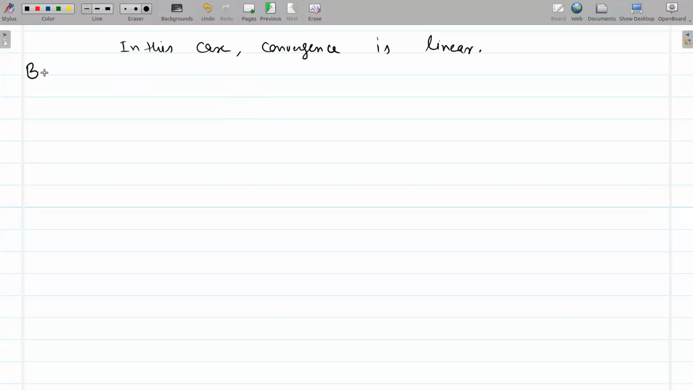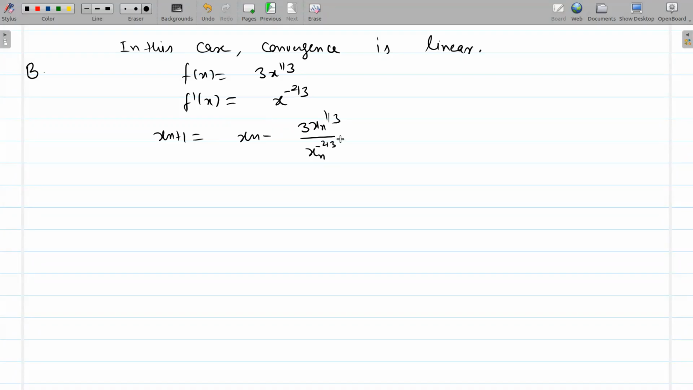Okay, so let's take the second part. In the second part, you have f(x) equals x to the power 1 by 3 and the derivative f dash x, which is x power minus 2 by 3 divided by 3. And Newton iterations are xn plus 1 equals xn minus f(xn) divided by the derivative. So after simplification, this will be xn minus 3xn. So this is minus 2 of xn.